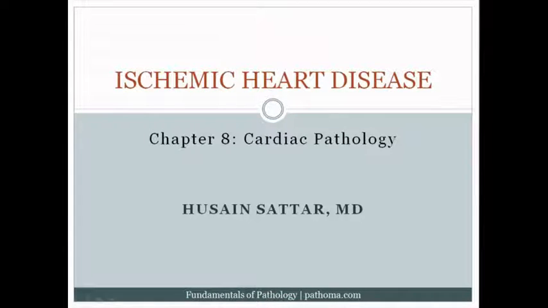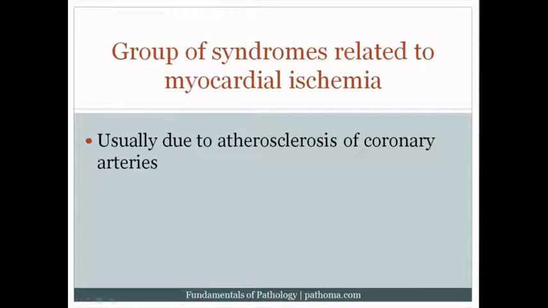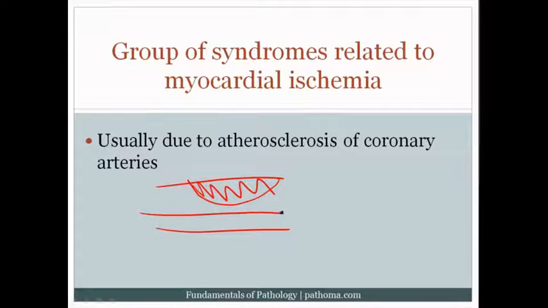Welcome to the chapter on cardiac pathology. The first discussion is ischemic heart disease. This is a group of syndromes, we're going to cover 4 in all, that are related to myocardial ischemia. Remember that ischemia refers to a decrease in blood flow to an organ. It's usually due to atherosclerosis. If you've got atherosclerosis in the coronary artery, you decrease the amount of blood flow going to the myocardium.